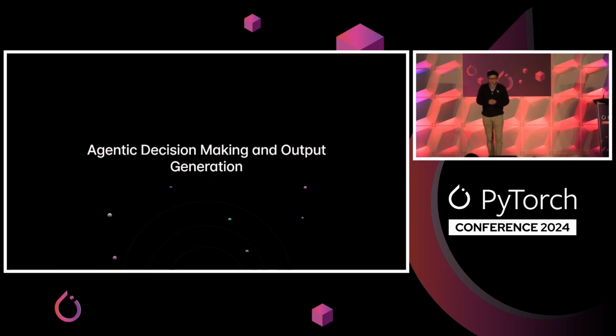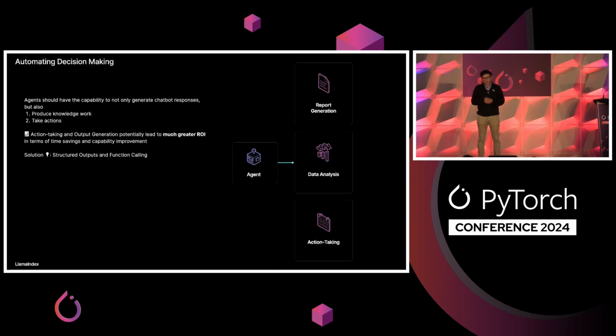The next section is, in a traditional RAG pipeline, it tends to just produce a text response. And you as a human are responsible for translating that text response into something that's interpretable, to basically solve your task. But if the agent can not only give you back a response, but actually directly perform work for you, that really is the next step.